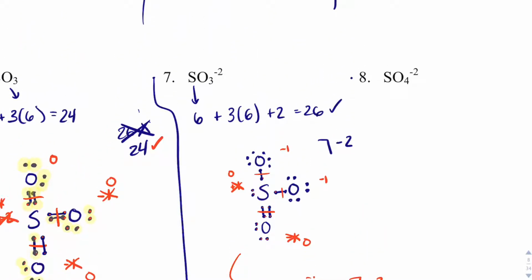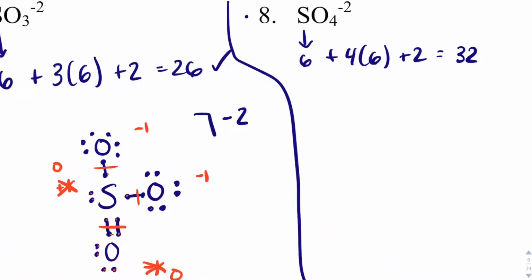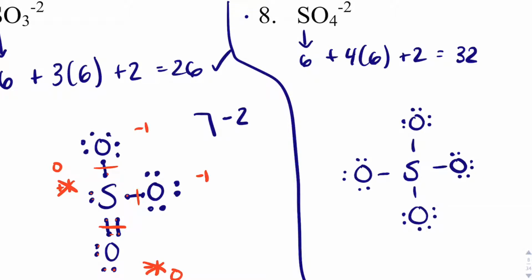The last one we'll do here is sulfate, and this is one I would just know because it shows up a lot. Sulfur has 6 valence electrons plus 4 times 6 plus 2. We should get 32 valence electrons here for sulfate. Sulfur will go in the middle, will bond all these oxygens around and give everything 8 valence electrons. And when I count, I get 2, 4, 6, 8, 10, 12, 14, 16, 18, 20, 22, 24, 26, 28, 30, 32. My count is just fine.